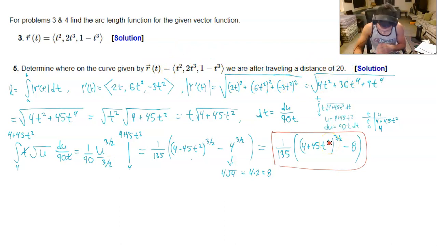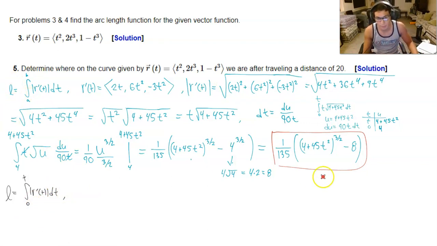Okay, so remember how earlier we said length is equal to the integral from 0 to t of the magnitude of r prime of t dt? Well, what if you want to know the distance? Okay, I figured out a way to say this better. This tells you your distance as a function of time. But what if you want to know your time as a function of distance?